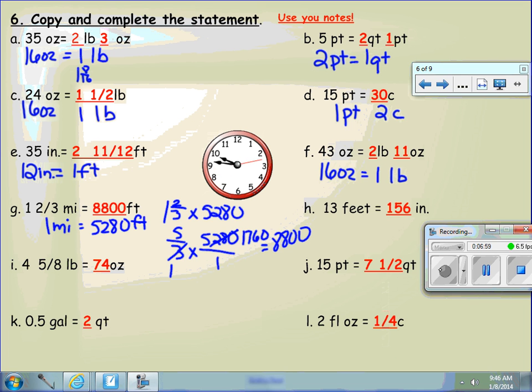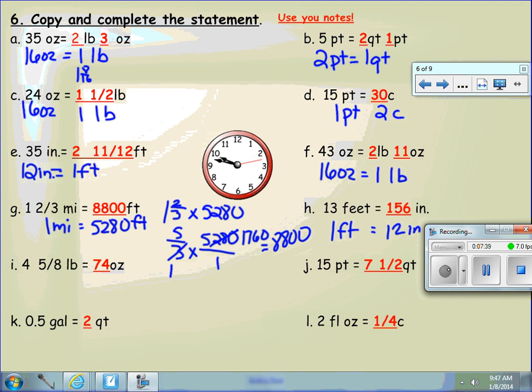In G, we know that in 1 mile there's 5,280 feet. So we need to multiply 5,280 by 1 2/3. We changed 1 2/3 to an improper fraction in order to multiply. Then we simplified before we multiplied. We ended up multiplying 5 times 1760, giving us 8,800 feet. In H, the problem is how many inches are equal to 13 feet? We write down what we know. In 1 foot, there's 12 inches. So we take 13 times 12 and get 156 inches.